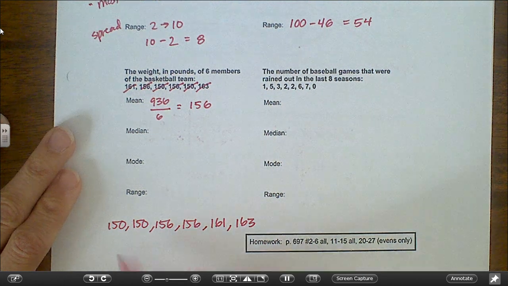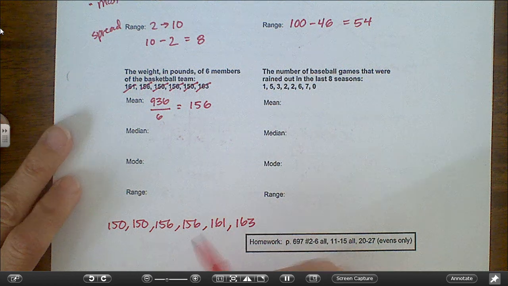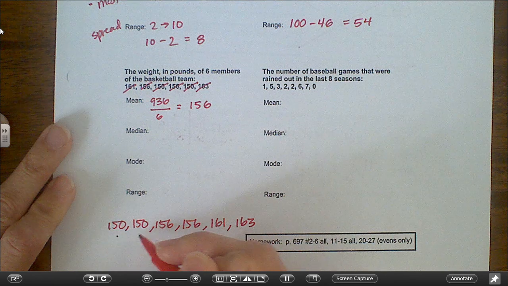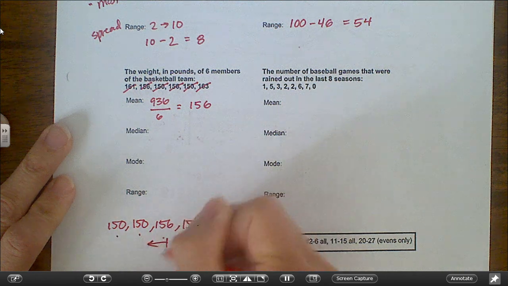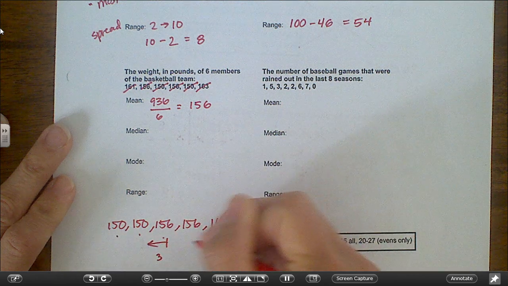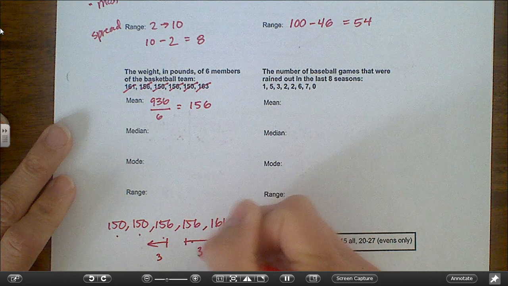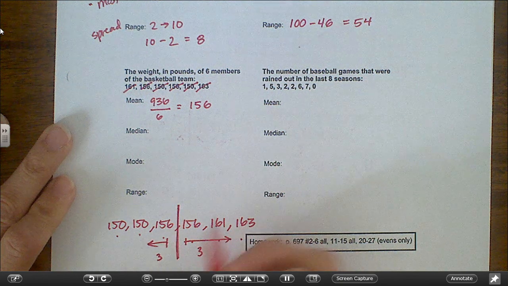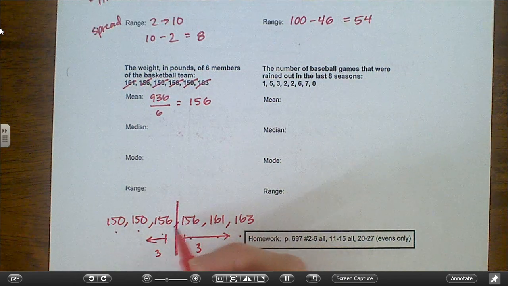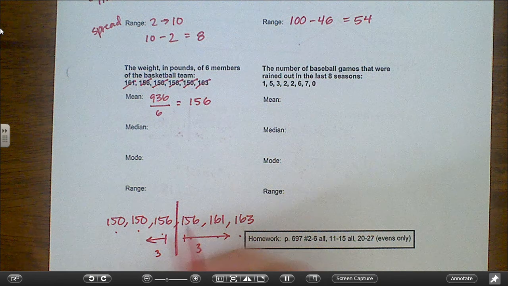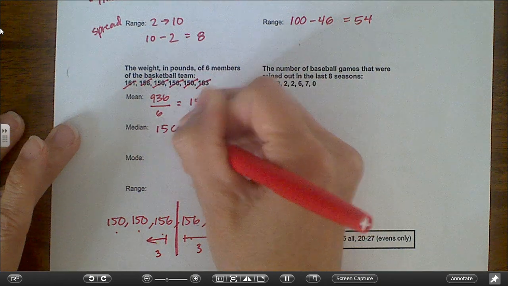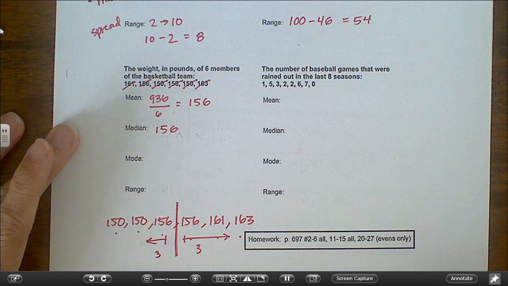My median, again, I have 6 data points, so I'm not going to have that middle number, right? So I have 1, 2, 3 on this side, and then 1, 2, 3 on this side. So my middle number would be between these two. And normally I would say take your average, right? So add these together, divide by 2, but they're the same number, so there's nothing between them. So my median is also going to be 156.